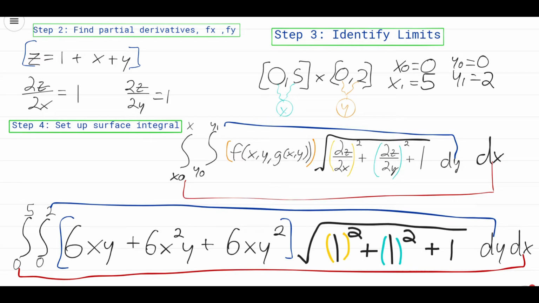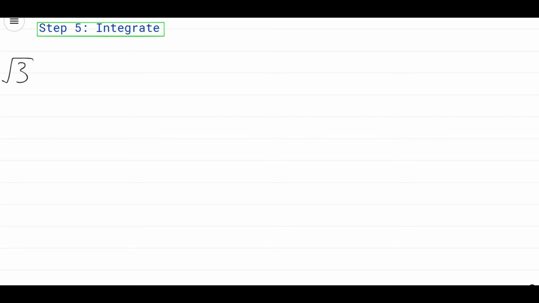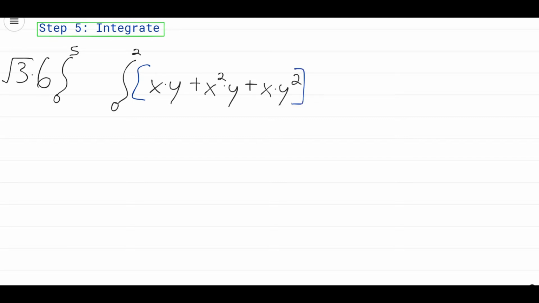So now that we have our surface integral set up, all we simply do now is treat this as a double integral, and we're going to go ahead and move forward with this and integrate it. Since we're integrating with respect to y, I'm going to pull out the x limits and the constants. The square root of 1 squared plus 1 squared plus 1 inside of the square root is 3, so I factor that out. I factored out the 6, and we're left with xy plus x squared times y plus x times y squared times dy. Then dx is right over here, so that we're focused on just the y.